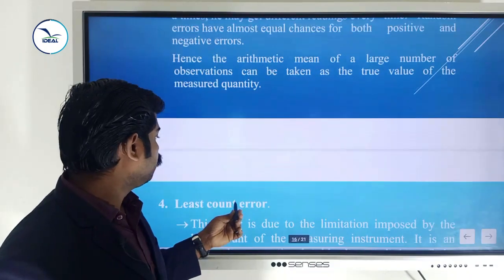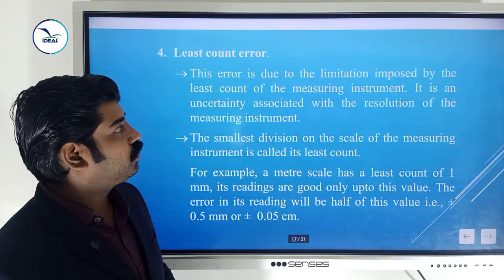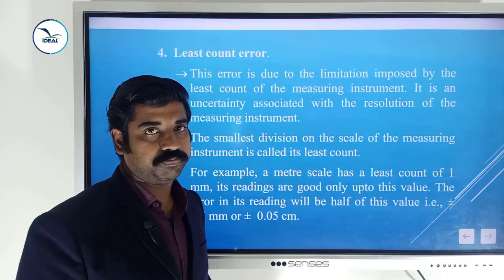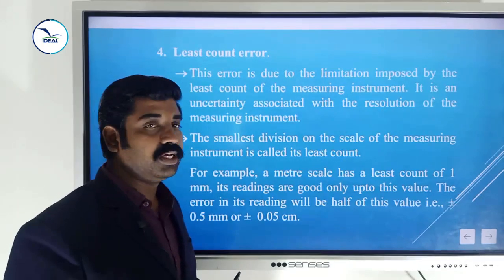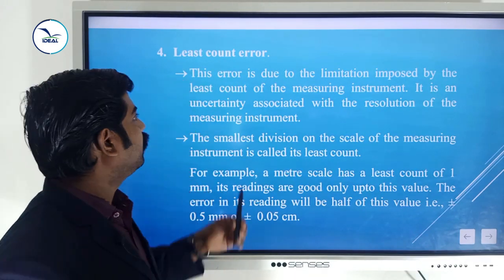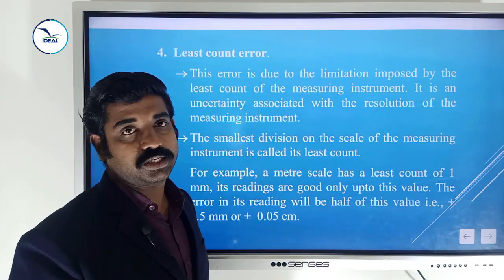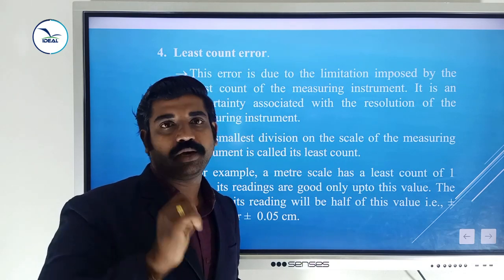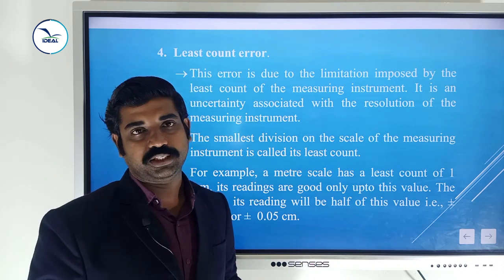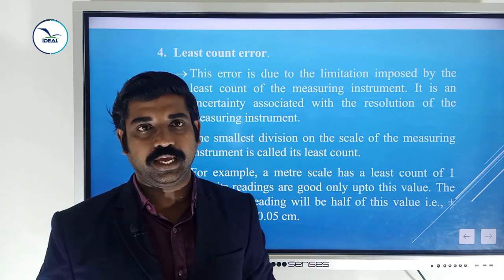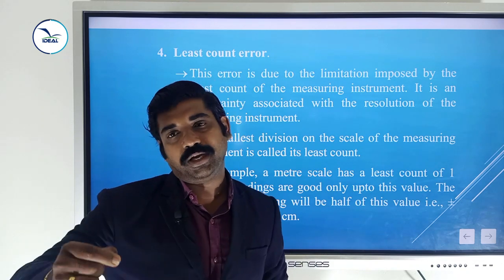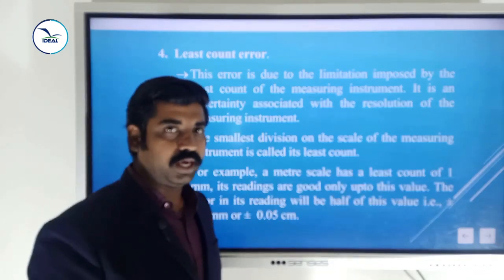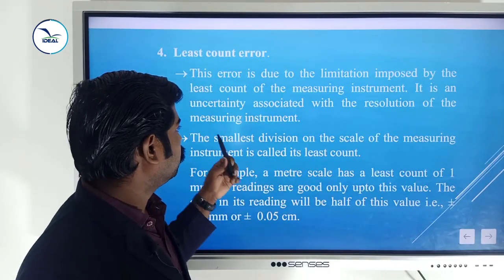And the next one, least count errors. This is due to the limitation imposed by the least count of the measuring instrument. It arises with the instrument itself due to the limitation of its least count. Least count is the smallest value. By using an instrument, we can measure only up to that value. If 0.1 is the least count of the scale and we are measuring something in 0.05 ranges, there is an error. We can't measure that one. So that is called the least count error.